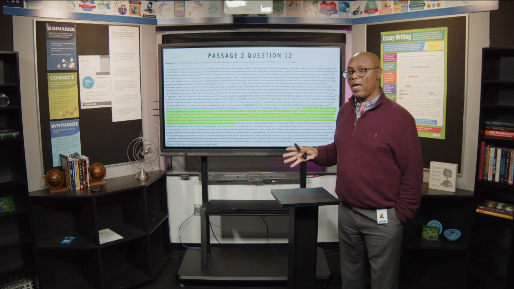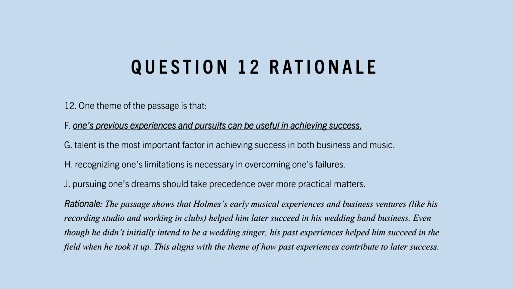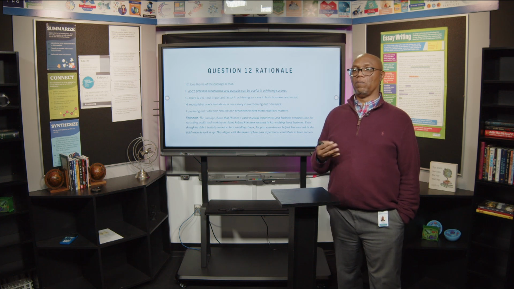If you keep that in mind and look at those answer choices, it says one theme of the passage is that one's previous experience and pursuits can be useful in achieving success. The rationale was that Holmes' early music experiences and business ventures, like his recording studio and working clubs, helped him later succeed in his wedding band business. Even though he didn't initially intend to be a wedding singer, his past experiences helped him succeed in the field when he took it up, because all those other things he talks about prepared him for the success he has as a wedding band leader.